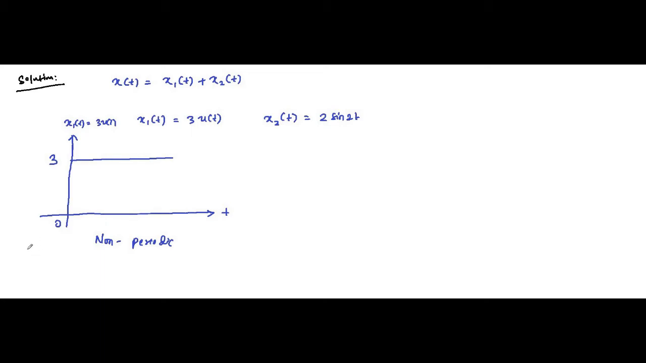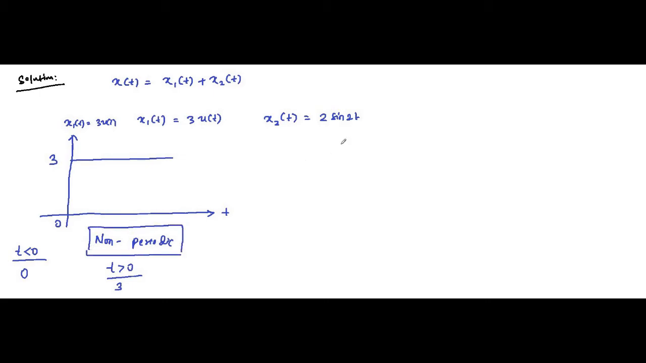For the negative time interval, t less than 0, it is 0, and for t greater than 0, it has a value 3. There is no repeated pattern which shows itself up after fixed intervals of time, no such thing. So that's why 3u(t), the unit step signal, is non-periodic.